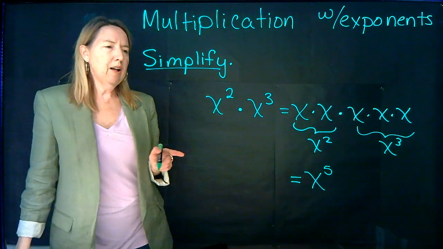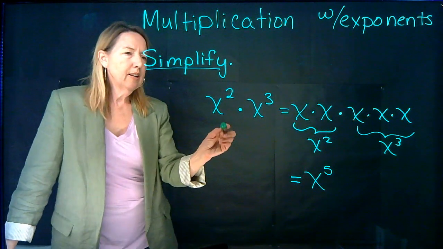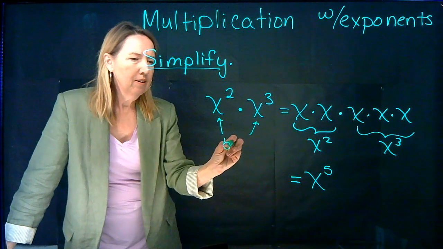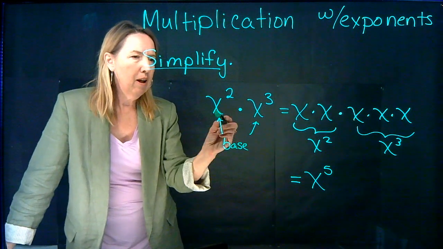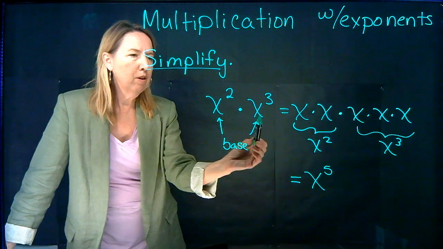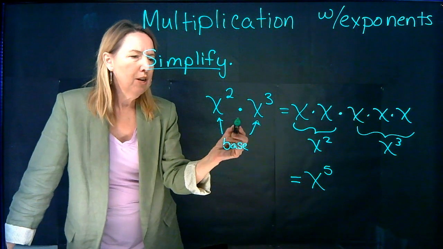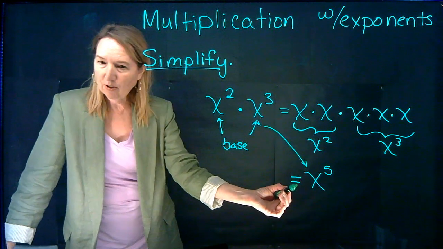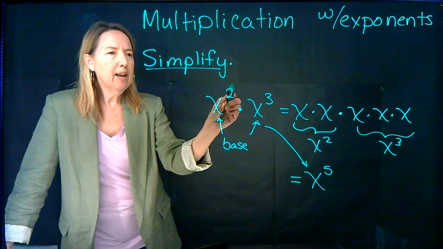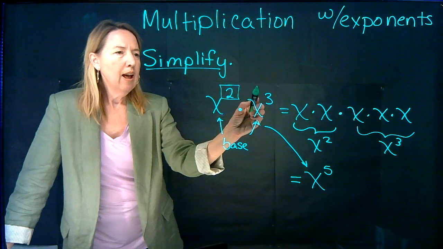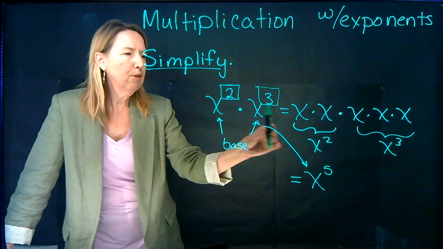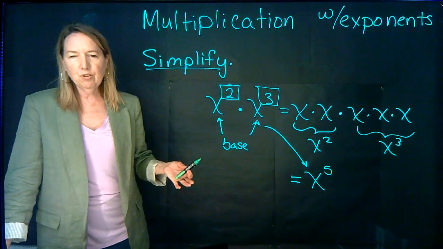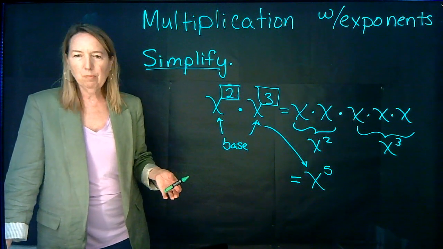Well, the shortcut then is that if the bases match, when I say base, I mean that main number or variable here. If they match, then you simply keep that base in your answer, and then you take the exponents here, and as you can see, if you simply add them up, you get the final result. You get the new exponent.